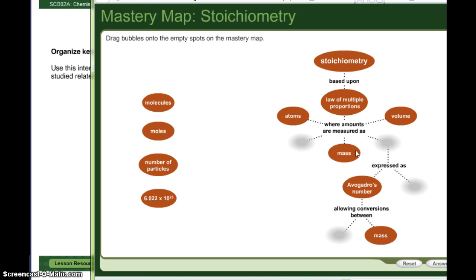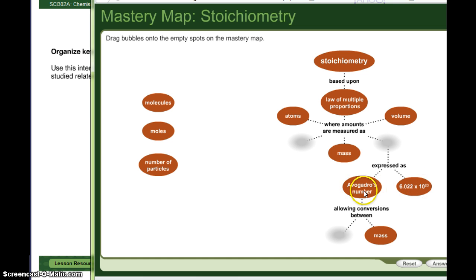So organize the key concepts you have studied. So we have stoichiometry is based upon the law of multiple proportions, where amounts are measured as atoms, volume, and what else? Molecules, moles, number of particles, or 6.022 times 10 to the 23rd. So if you're not sure where to go, I would say, ooh, I know this number. What is that number? Well, let's look at my other choices. Expressed as Avogadro's or this.